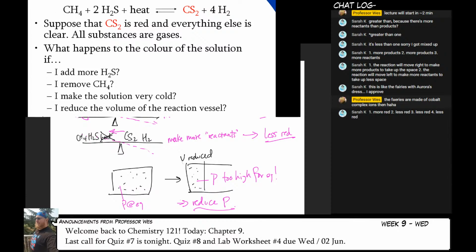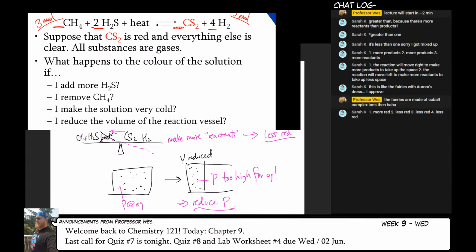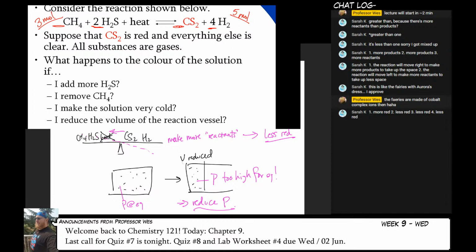So how many moles do I have here? I need the pen here. So I got 1 plus 2. Heat doesn't have any moles. It's not a gas. So I have 3 moles of reactants, but I have 1 plus 4 is 5 moles of products, which you can't see because it's scrolled off the top there. Well, I need to reduce the pressure, so I'm going to move towards reactants because there are fewer of those, and as a result, this would become less red.